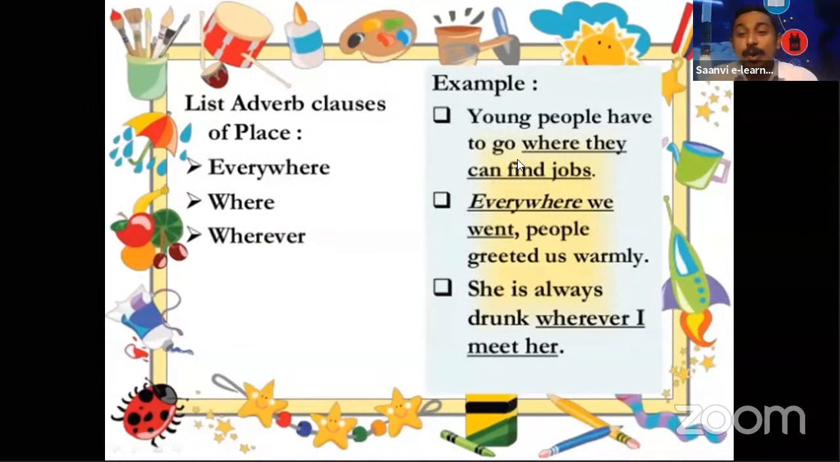Examples. Young people have to go where they can find jobs. Now Aravind is going somewhere where he can find signal. Aravind is going to the place where he can find signal. Okay, now he has settled down. Okay, what is the meaning of it? It shows where, the place.